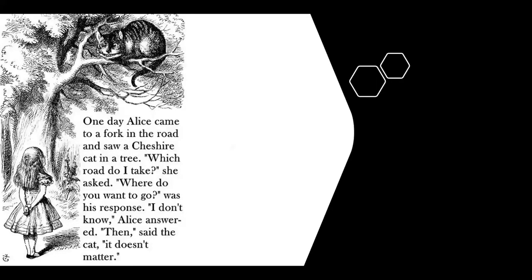Okay, so just to finish off, I've chosen this illustration of Alice with the Cheshire cat, a character that is also very interesting because it explains Wonderland's madness to Alice. And in this conversation, Alice asks the Cheshire cat, which road do I take? And the cat says, where do you want to go?